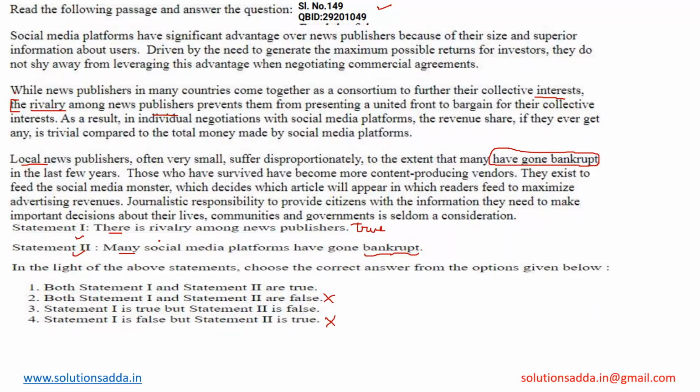Statement 2 is false because they are talking about social media platforms going bankrupt, but on the basis of this paragraph, we may say that the local newspapers have gone bankrupt. So statement 2 is false here. So we can say statement 1 is true and 2 is false. Option number 1 contains both statements true, which is not correct. Option 2 has statement 1 false and 2 true, which is also not correct. Statement 1 is true and statement 2 is false. Yes, option number 3 is the correct option for this question.